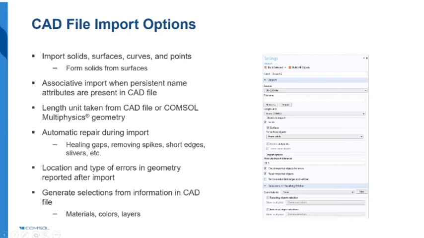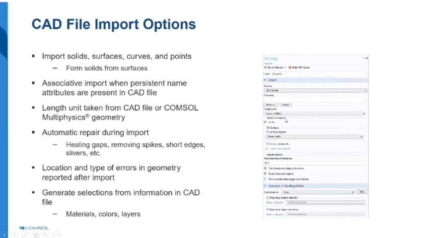In this case, associative import is also possible as long as the persistent name of the attribute is present in the CAD file. It means that whichever CAD file you import first, if you later modify the CAD and import again, and you want the rest of the assignments in your model to stay intact, always ensure that the same attributes used for the previous geometry import are maintained for the next imports as well.